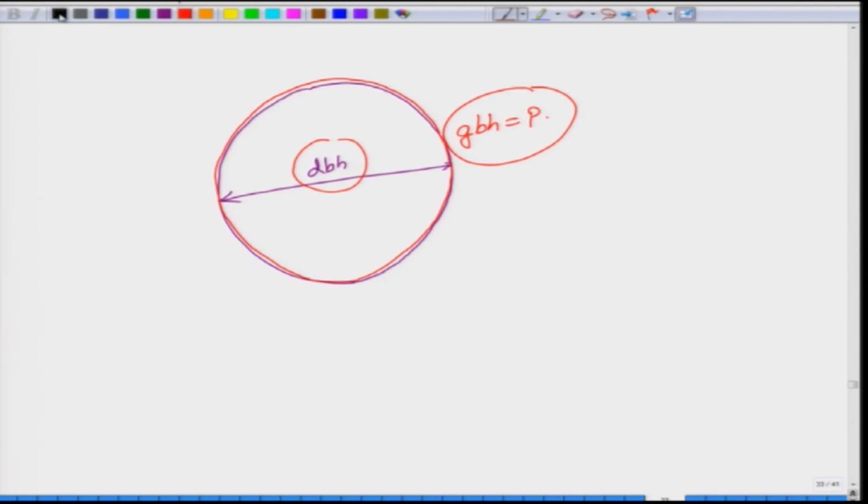As we saw before, the perimeter of a circle is 2 pi r or pi d, and so your dBH is P divided by pi, or the girth at breast height divided by pi. But this is only true if you have a tree with a circular cross section, and that is an approximation that we make whenever we are deriving the diameter at breast height from the girth at breast height. So, whenever we need to get the value of d, we always divide P or GBH by pi.